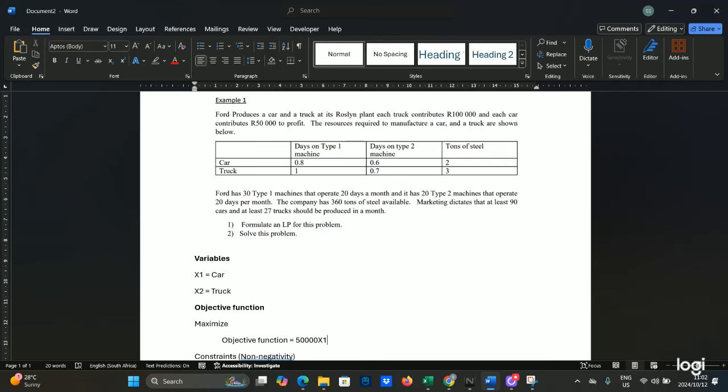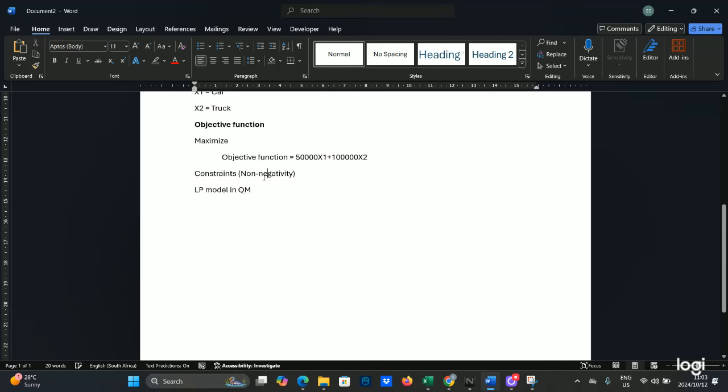Now let's say they choose to produce maybe two cars. This is the car's profit on the objective function side. If they choose to produce two cars, which means they want to make 100,000 in profit. Now we also have to factor in the truck, which generates 100,000 in profit, so this is 100 x2. Now this is our objective function, and then we have to formulate our constraints.